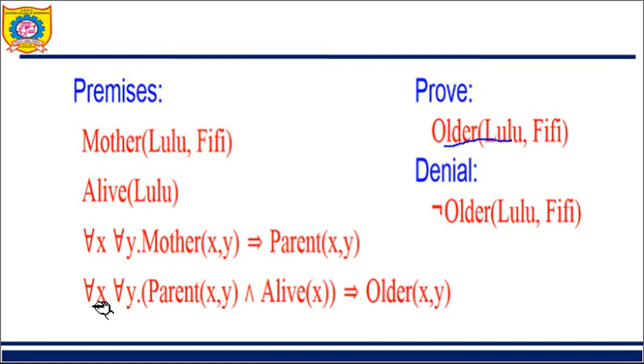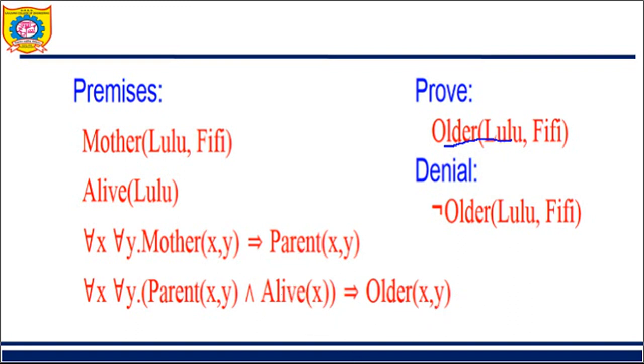The other one is for all x, for all y, parent of x comma y and alive of x, then it is older. So when will I conclude that it is older? If Lulu is the parent of Fifi and Lulu is alive, that means of course Lulu is older than Fifi. Okay, so these two statements will help us reach the conclusion.